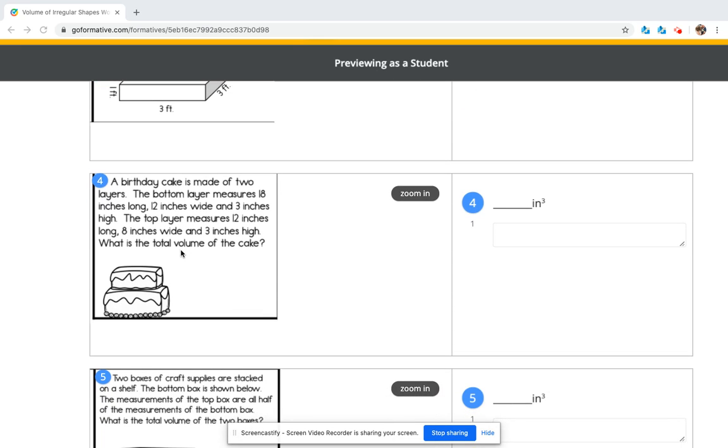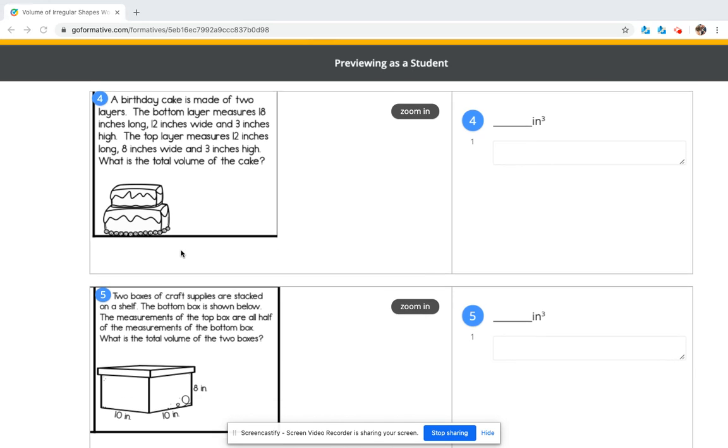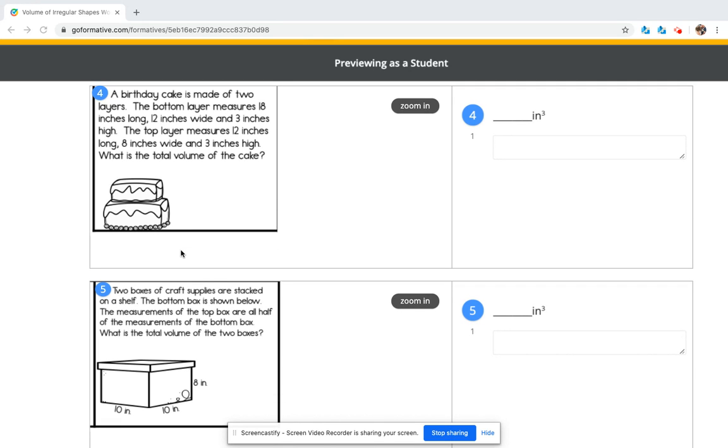For number 4, it says a birthday cake is made of 2 layers. The bottom layer measures 18 inches long, 12 inches wide, and 3 inches high. The top layer measures 12 inches long, 8 inches wide, and 3 inches high. What is the total volume of the cake? So for this one, it gives you the measurements of both layers of cake, and then you're going to find the total volume.